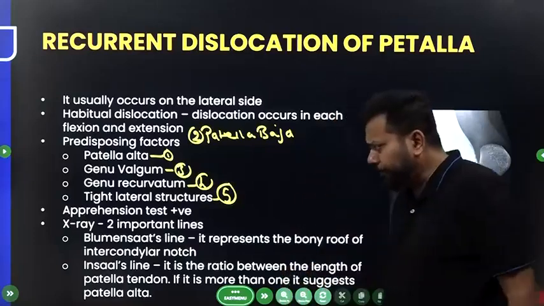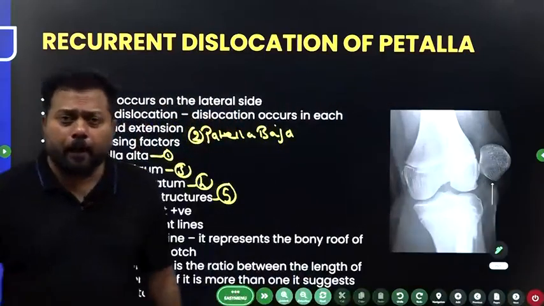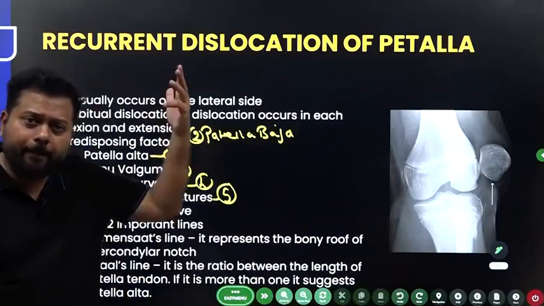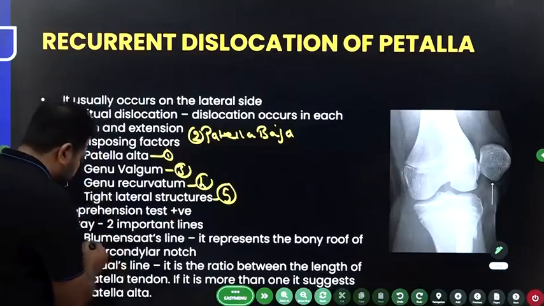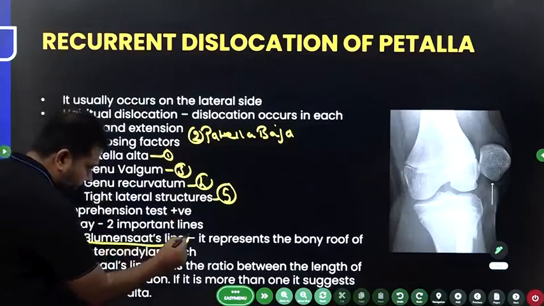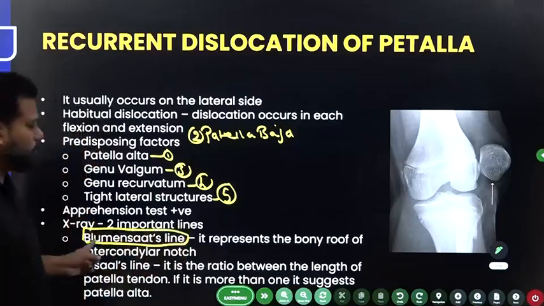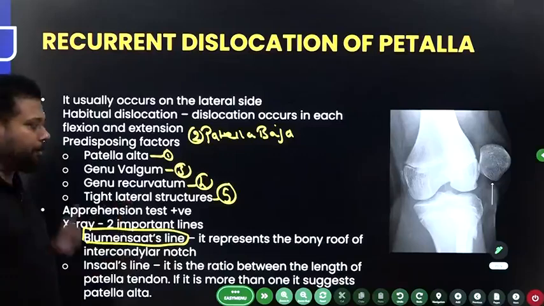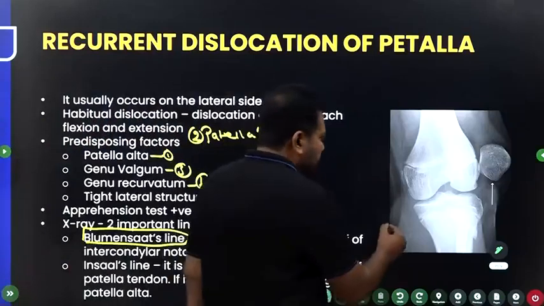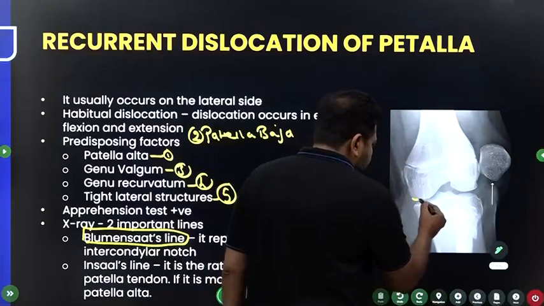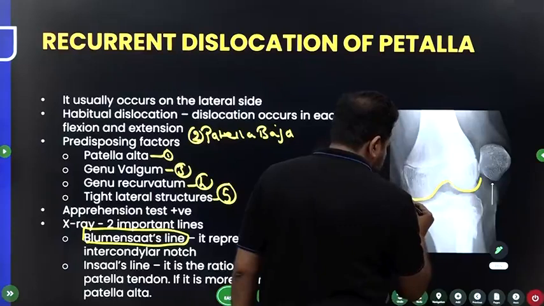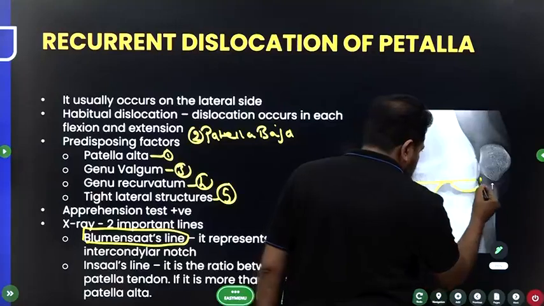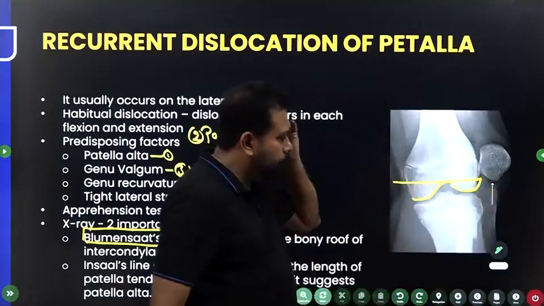Okay. Then in X-ray, to rule out patella alta and patella baya, abnormally high-lying patella, abnormally low-lying patella, you have to do a thing called the Blumensaat line. Frequently asked MCQ. What do you mean by Blumensaat line? Just you draw, these are the condyles, no? Femoral condyles. This is called the roof of the condyle.